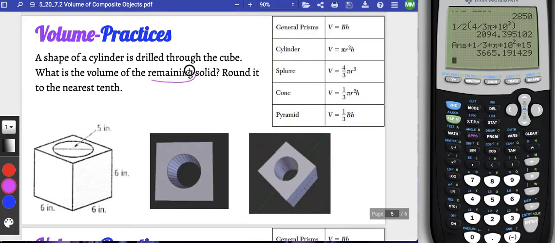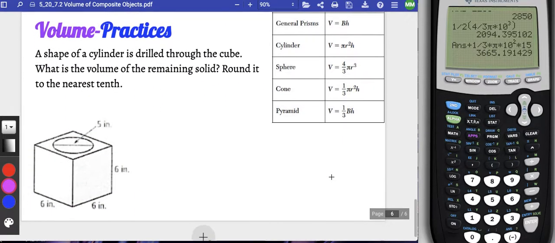Keyword: remaining solid. If you cannot really imagine it, when you drill through, that means this part is already empty. So I chose another two pictures, like you see. The middle part is actually empty, and the question is asking what the rest of the part is, what is the volume of the rest. You can definitely pause the video and think about what calculation you need to do to find the answer.